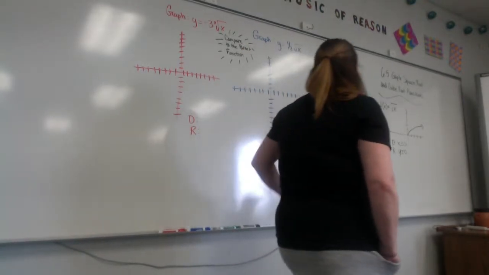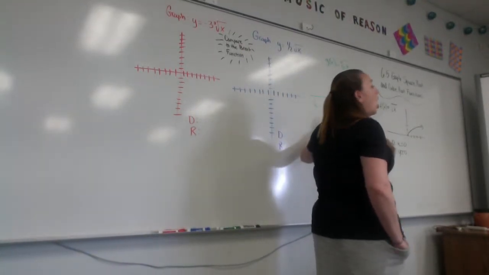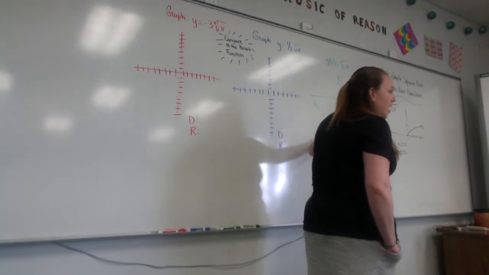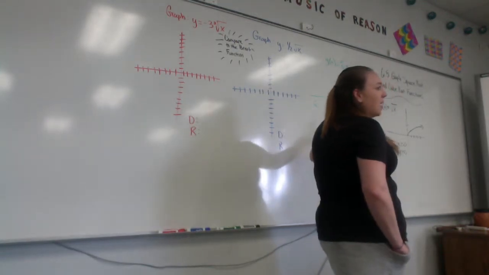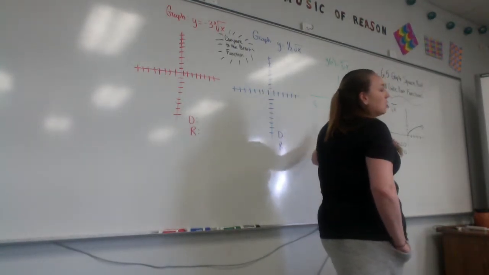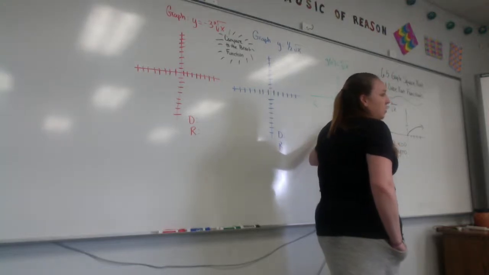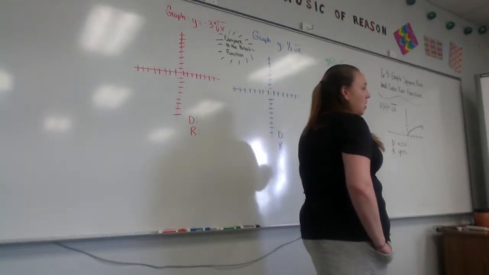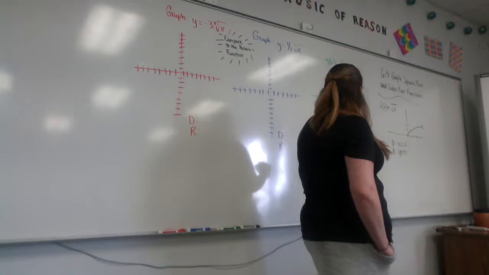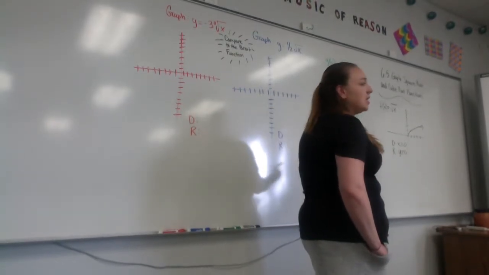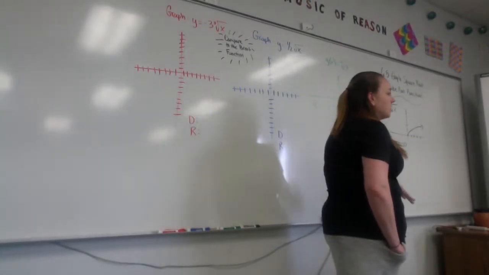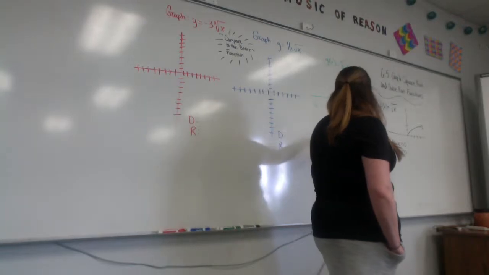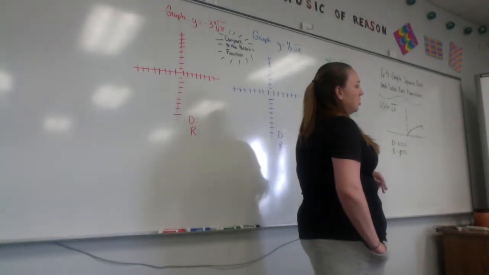Your domain and your range of cube root functions is always, no matter what you are graphing for cube root functions, no matter if things shift or change, your domain and range are always all real numbers. Always. That's just something you memorize. That's easy. You don't have to look at the graph to tell what's happening. It's always all real numbers for domain and range on cube root functions.